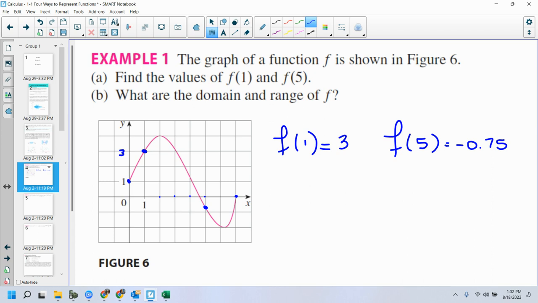Okay, let's identify the domain and range. So that was part A. Part B: let's identify domain and range. I like to use interval notation to do this. So what is my domain?